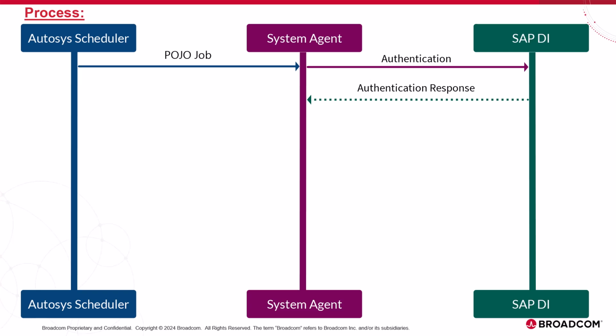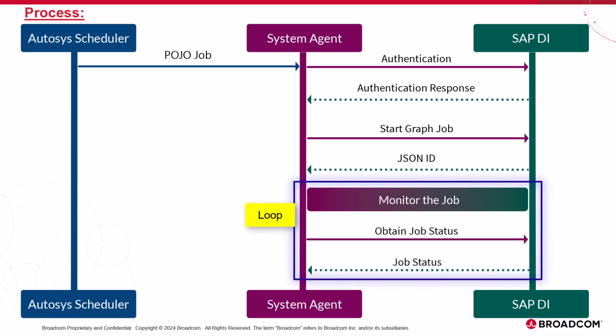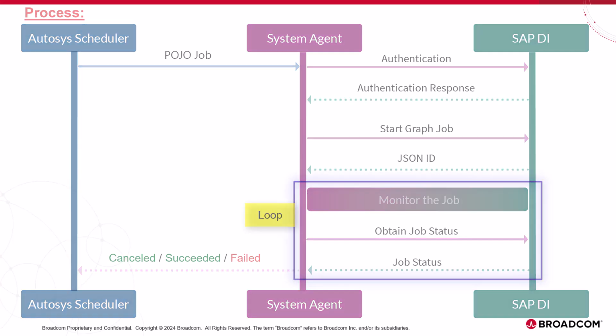Once authenticated, the agent submits the job to the SAP DI server as a post request. The SAP DI server identifies the matching job and executes it. The job execution returns a JSON response which contains the execution details. The SAP DI server and system agent then monitor the job until it reaches its final state. Once the final state is obtained from SAP DI, the job status in AutoSys is updated accordingly as either canceled, succeeded, or failed. Let's look at how to deploy the integration.